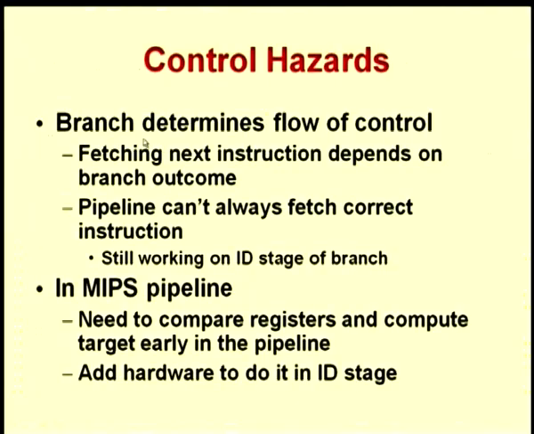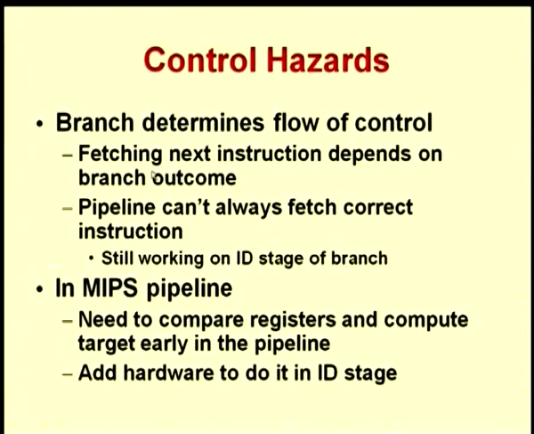Now we will look at some details of the control hazards and how they are handled. Control hazards basically are caused because of branches or any instruction which causes a change in the control flow. Now the ones that we encounter very frequently are branch instructions. Okay? So now we know that the branch determines the flow of control, and the fetching of the next instruction depends on the branch outcome.